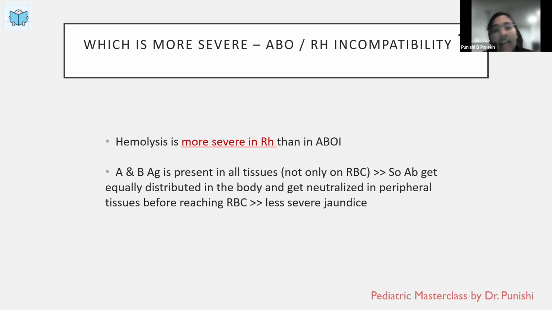So all the anti-D antibodies or all the Rh antibodies that are produced and cross the placenta to reach the baby to attack the Rh antigen, all of that is accumulated only on the RBCs, and that is why the amount of hemolysis that can take place is way, way more than that of an ABO incompatibility. I hope this concept is clear that Rh incompatibility is way more severe than ABO.